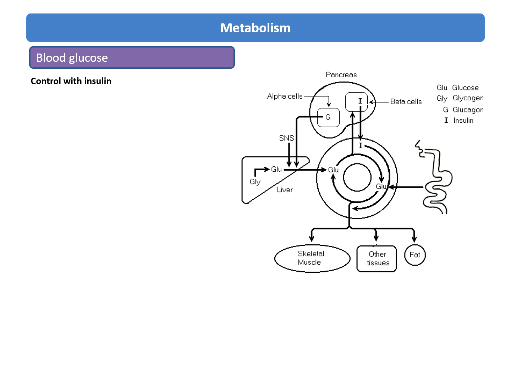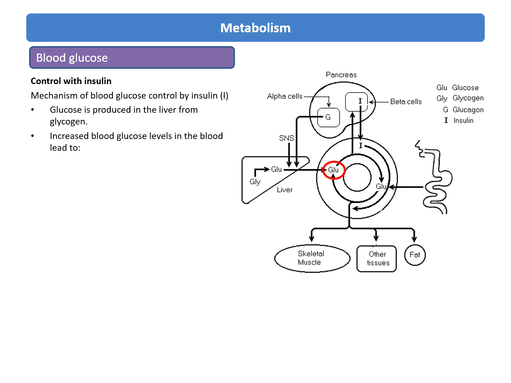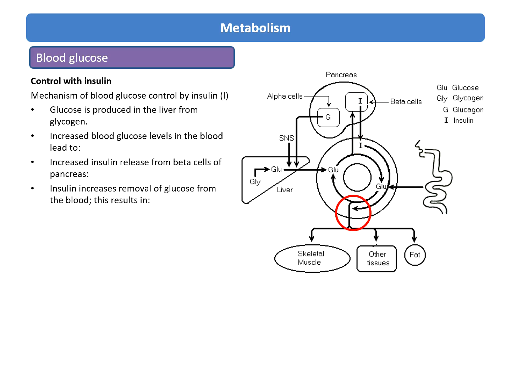Let's look at control with insulin. The mechanism of blood glucose control by insulin involves glucose being produced by the liver from glycogen. It increases blood glucose level in the blood, and this leads to increased insulin release from the beta cells of the pancreas. The beta cells, remember, have glucose receptors, and as the glucose levels in the blood rise, secretion of insulin also increases.